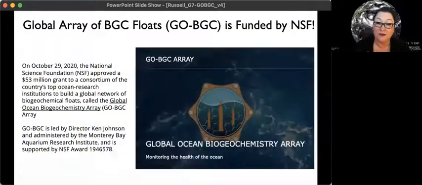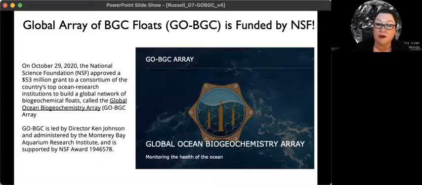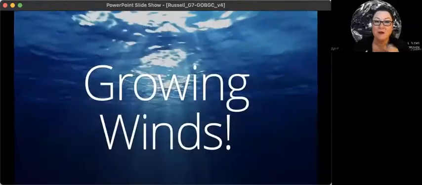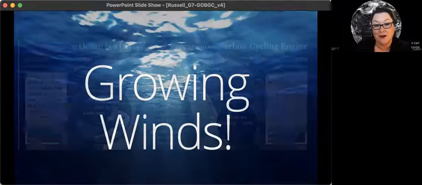The incredible thing is that the National Science Foundation here in the US has funded Ken Johnson and others $53 million to this incredible consortium of top ocean research institutions here in the US to build a global network of biogeochemical floats called the Global Ocean Biogeochemistry Array. And we want to use them because I'm concerned about some climate changes that are occurring.